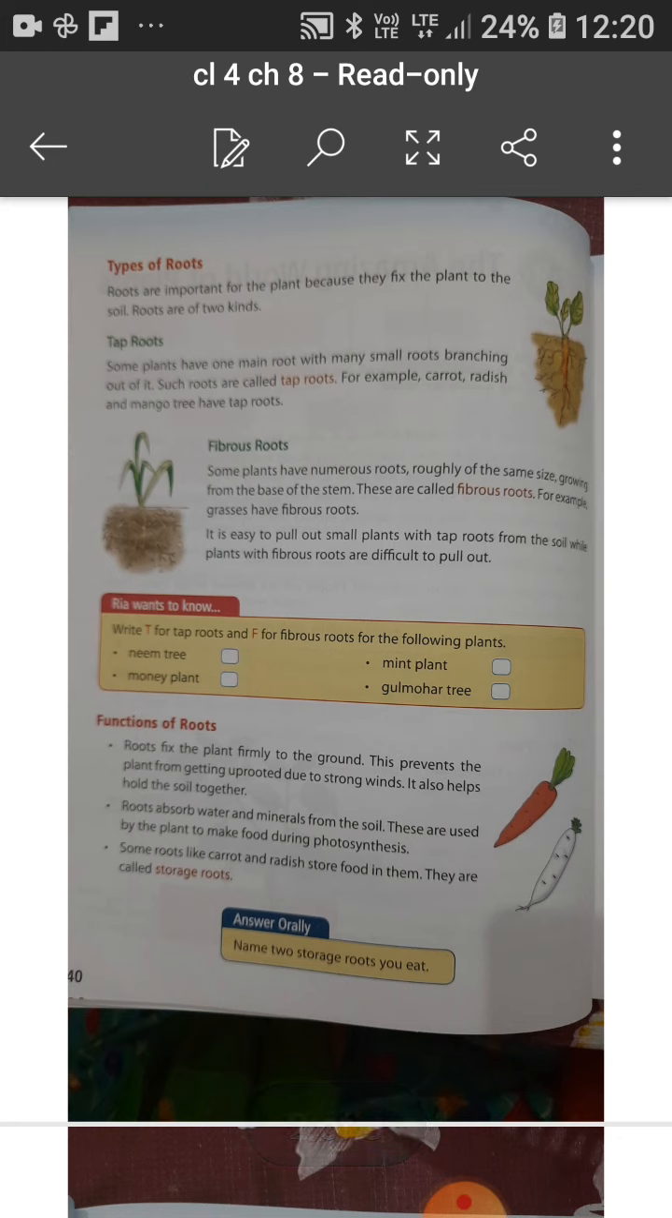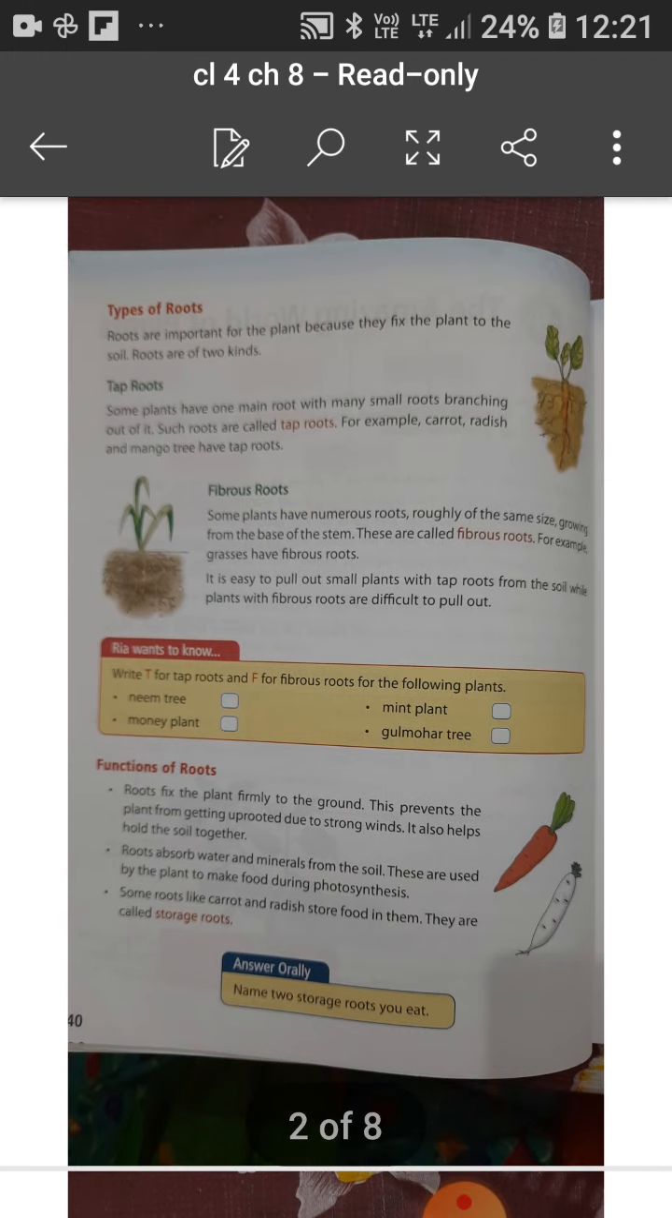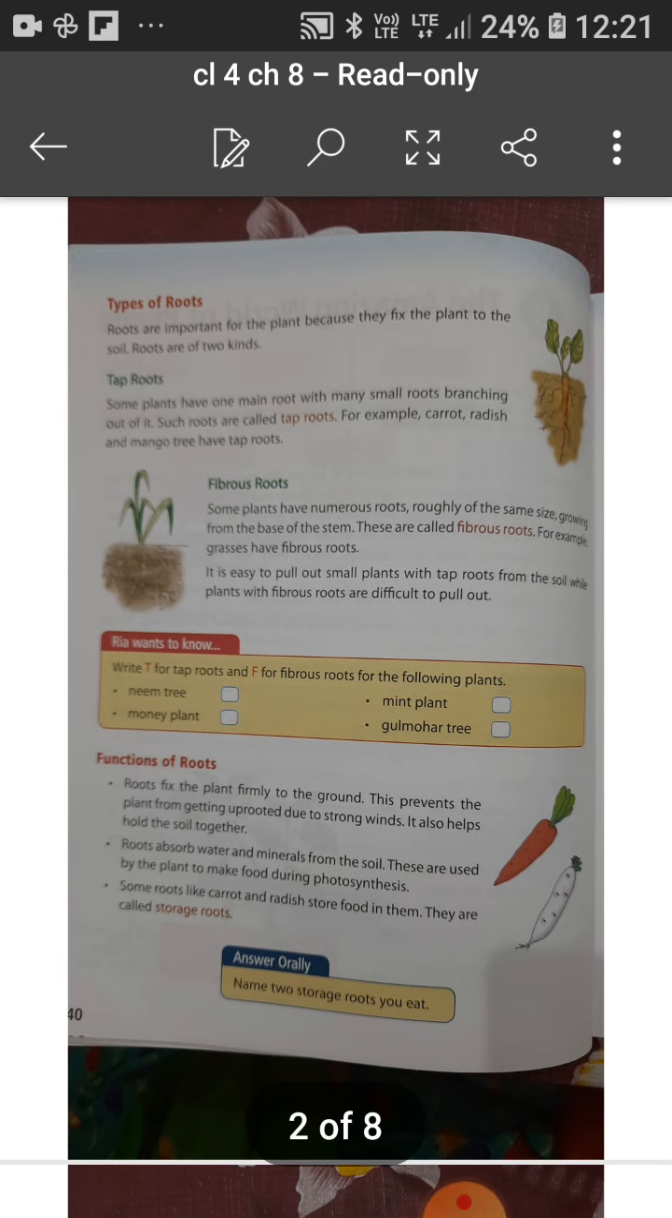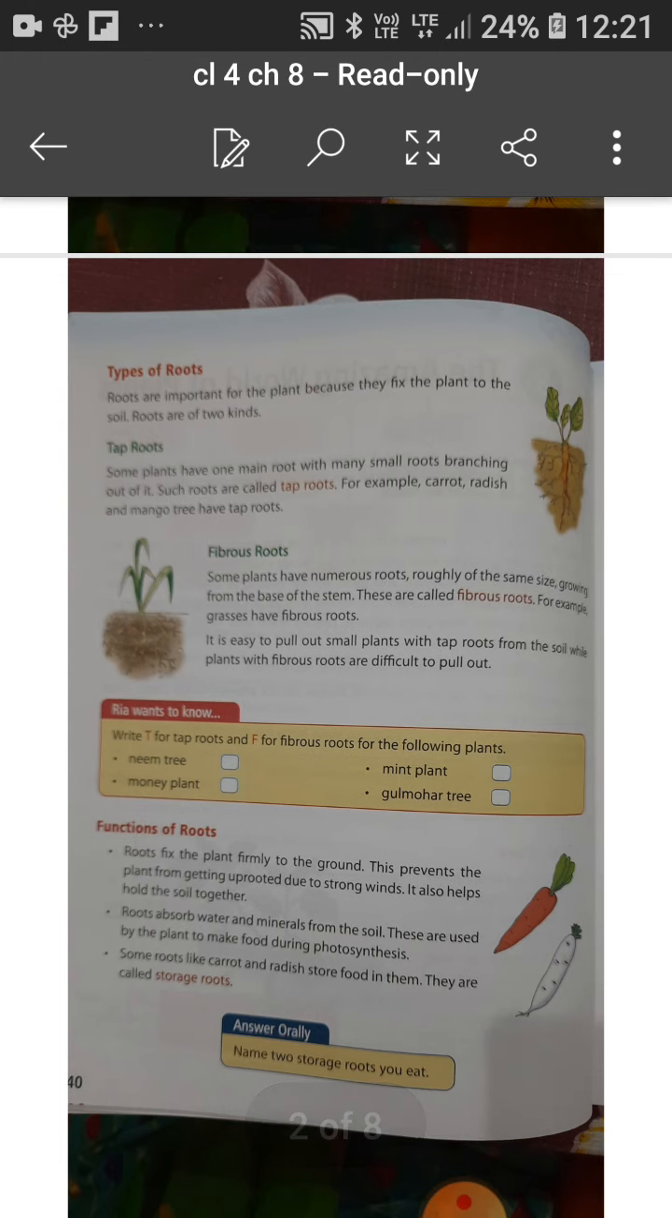You can understand about the fibrous root that roots in some plants grow in more than one indeterminate shape and size. Their length and width also vary greatly. There is no main root in them. All roots are like branches. These are called fibrous roots. For example, grasses have fibrous roots.